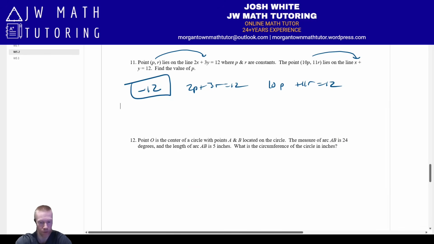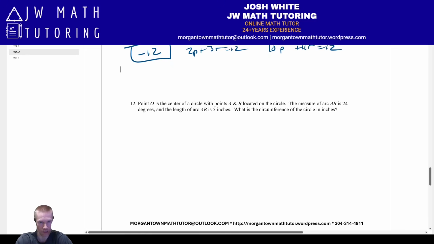I'm sure there's other ways you could do this algebraically to figure this out, but I think it's just much faster and easier. Just set up the system of equations, plug the point values in, and then just go to Desmos, get the answer that way.